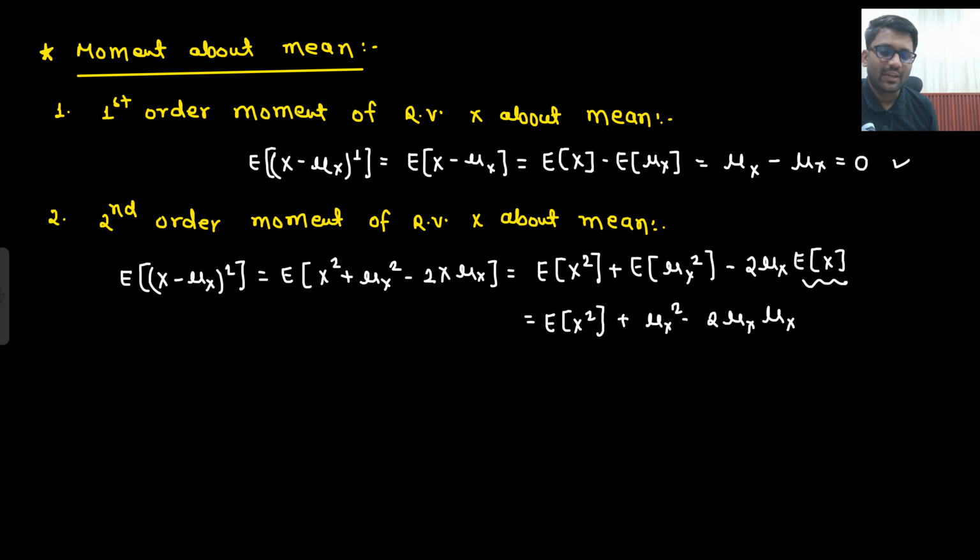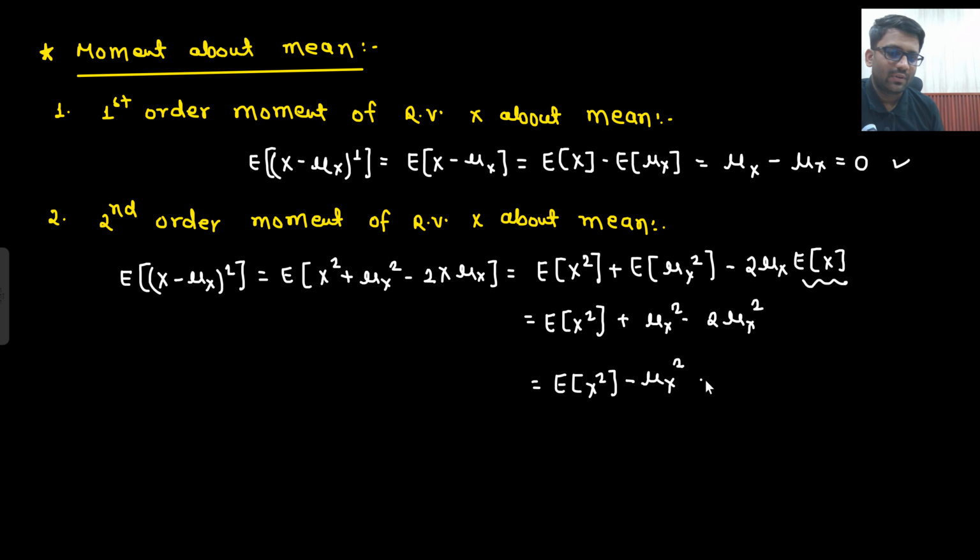So what are you getting? This became 2 mu x square. Simple calculation, very simple calculation. First we solved inside whatever that is there. Then x square, mu x square. 2 mu is a constant value that I can take outside. Expectation of x is mu x. So 2 mu x square you are getting. So what you are getting? Expectation of x square minus mu x square.